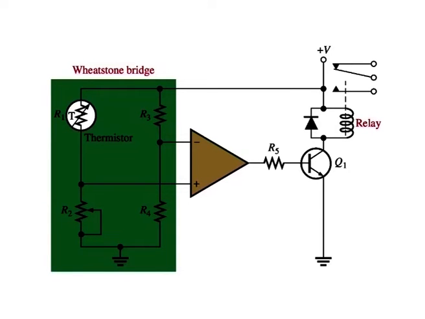Comparator applications. Over temperature sensing circuit. The figure here shows an op amp comparator used in a precision over temperature sensing circuit to determine when the temperature reaches a certain critical value. The circuit consists of a Wheatstone bridge with the op amp used to detect when the bridge is balanced.